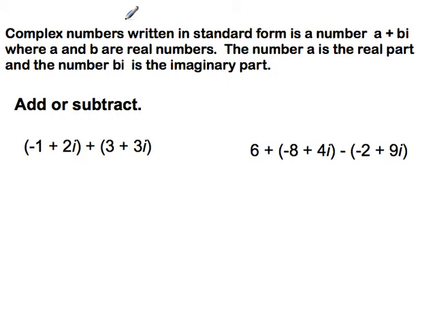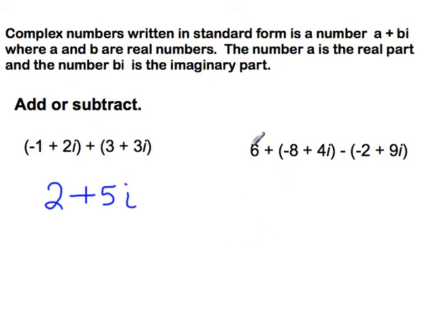Now, if I were to add or subtract these two complex numbers, really all I'm doing is combining like terms, which means I take the two real parts, add those together. -1 plus 3 is 2. Put the imaginary parts together. Plus 2i plus 3i is plus 5i. So it's really just like combining like terms. That's all you have to do for that.